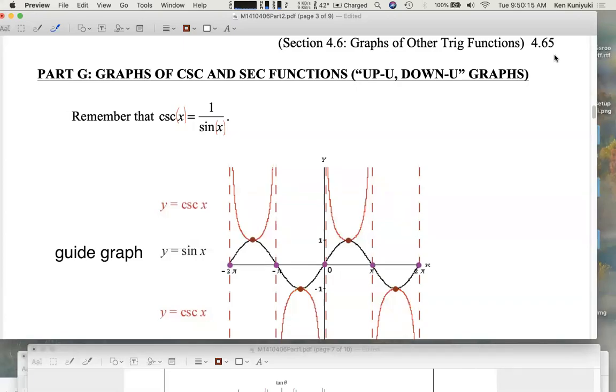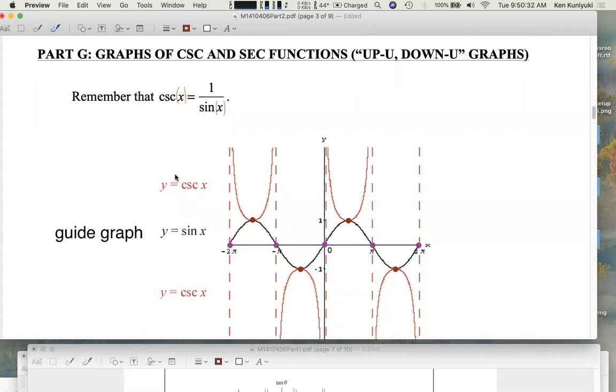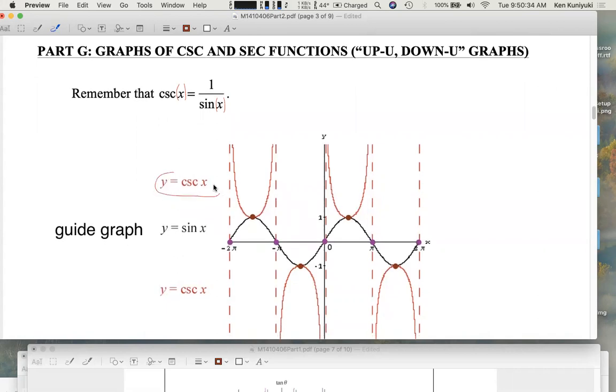Hi everyone, we're now going to graph cosecant and secant functions, and these are going to give us up-U, down-U graphs. That sounds kind of mean. So remember that cosecant of x is the reciprocal of sine of x. And when we're graphing y equals cosecant of x, which is in red here, we're going to consider the corresponding guide graph, which is when you replace cosecant with sine, or later on, when you replace secant with cosine. The guide graph here, y equals sine of x, is in black, and that's going to help us a lot.